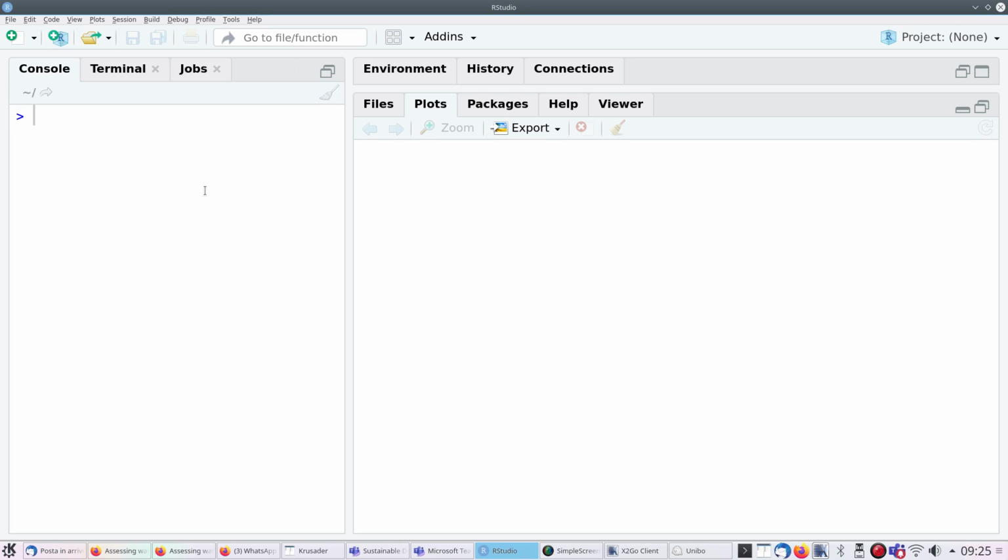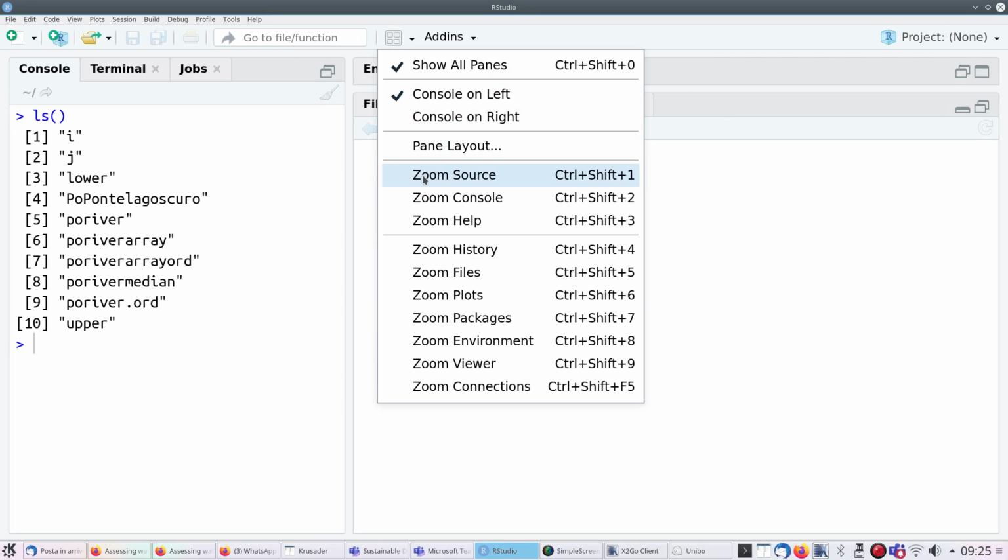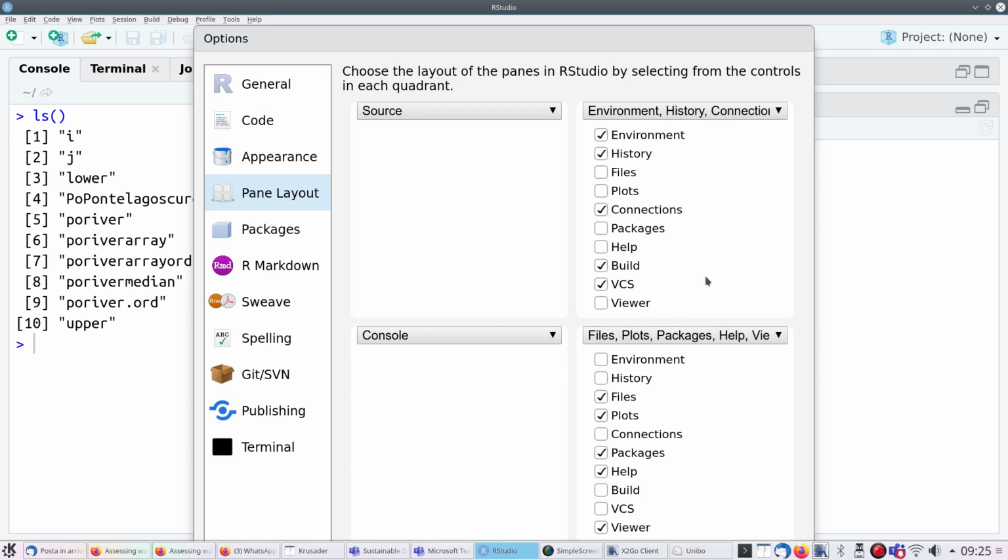Probably I have some variables. Let me see if there are some variables to be removed. Yeah, there are some variables which I used yesterday for developing the script that I posted you on the chat. Let me see if I can put the variables available. Environment, history, files, plots. I think environment. Okay, this is already okay.